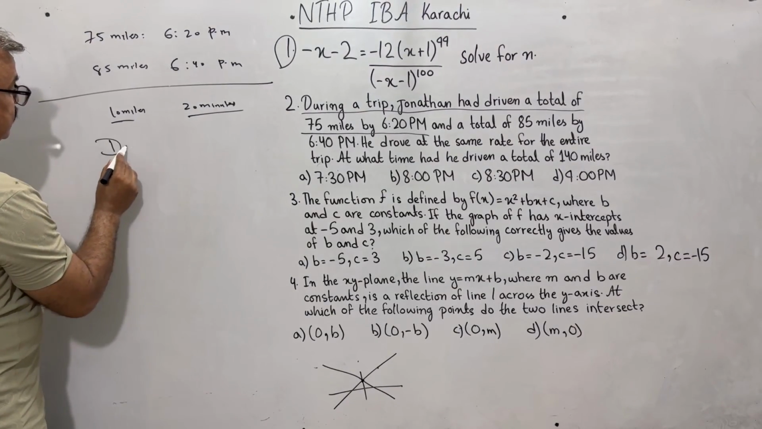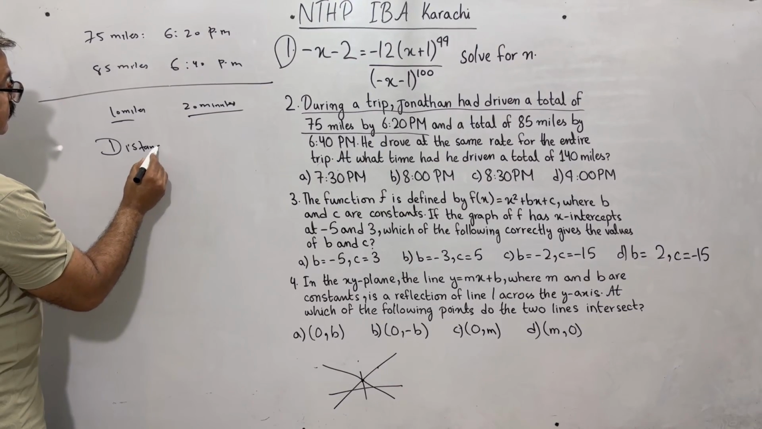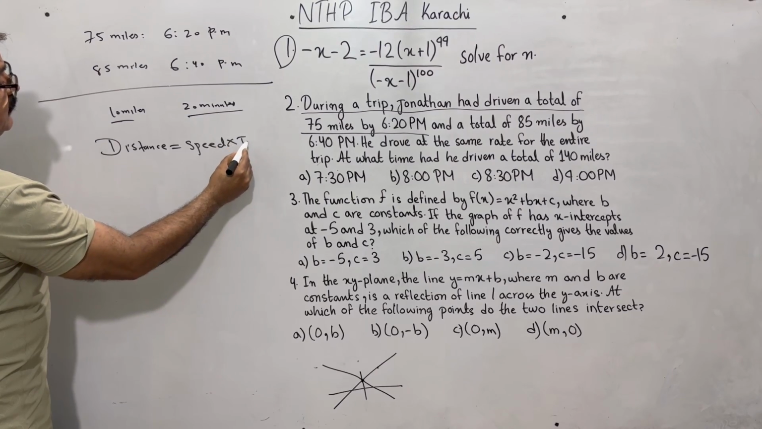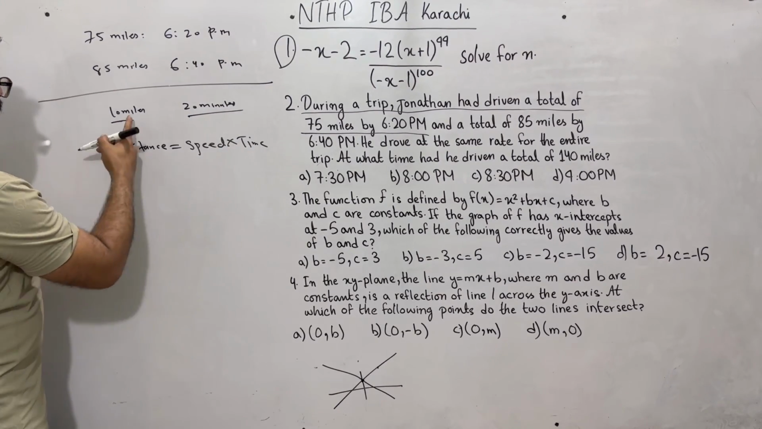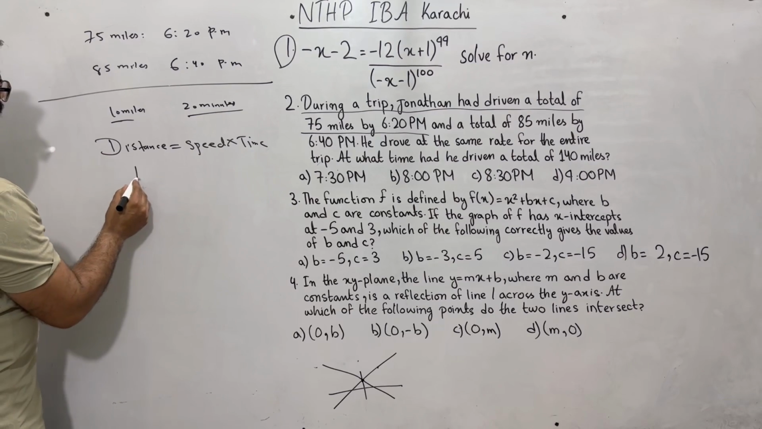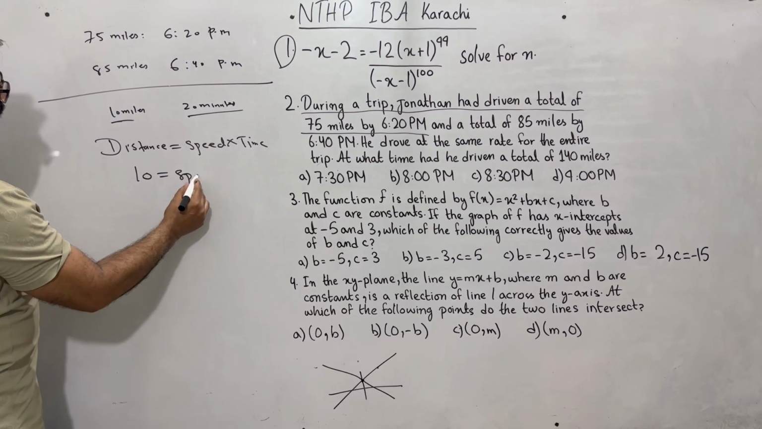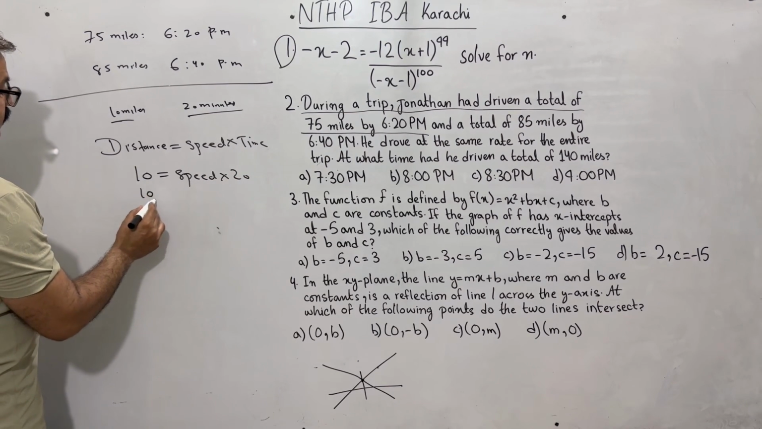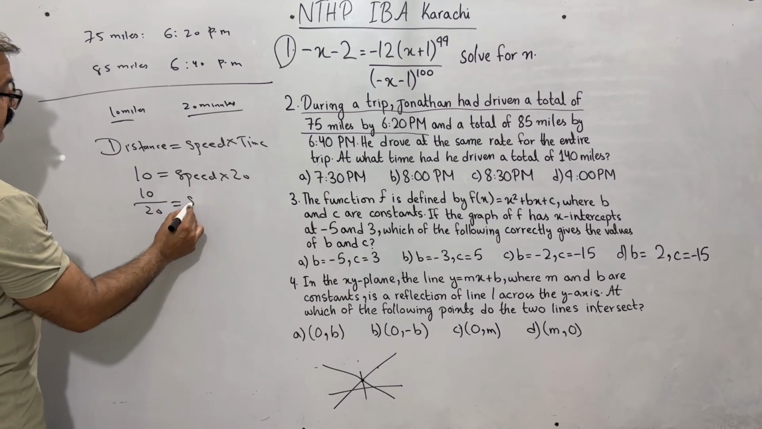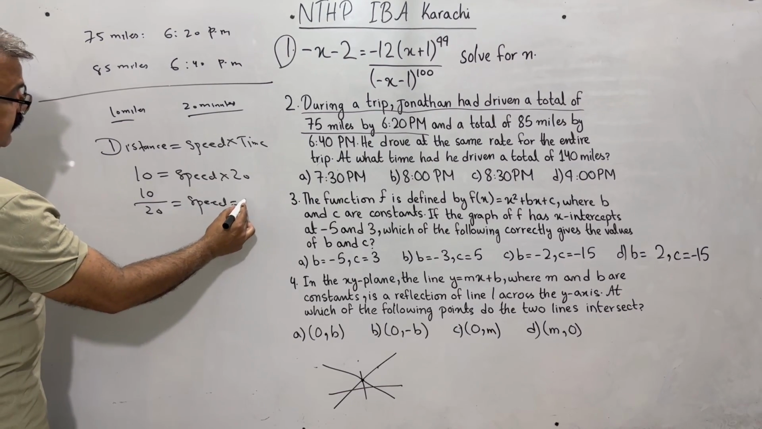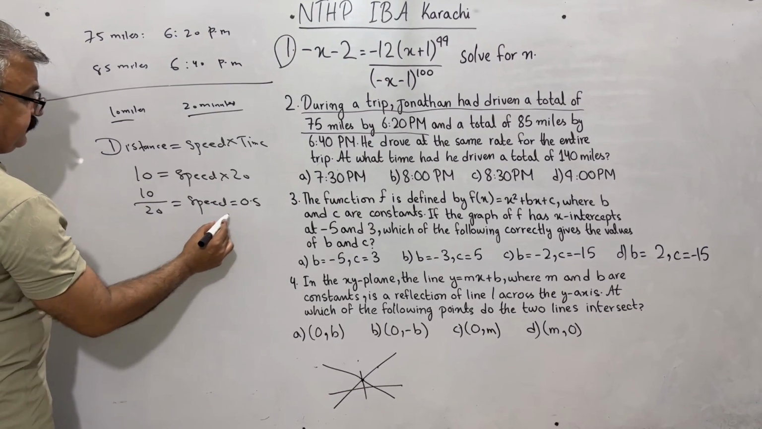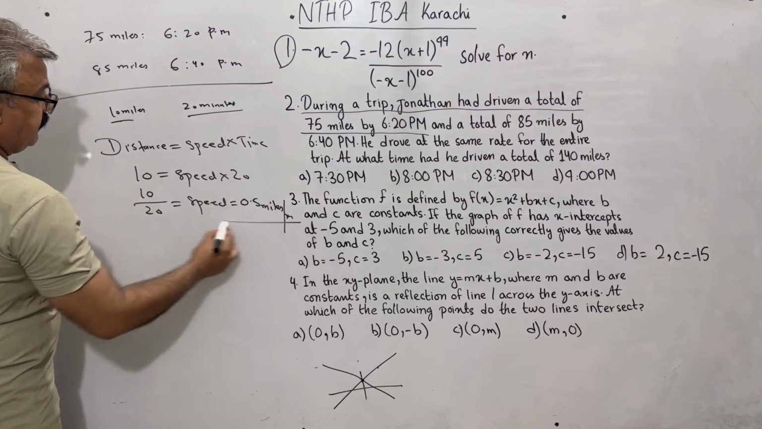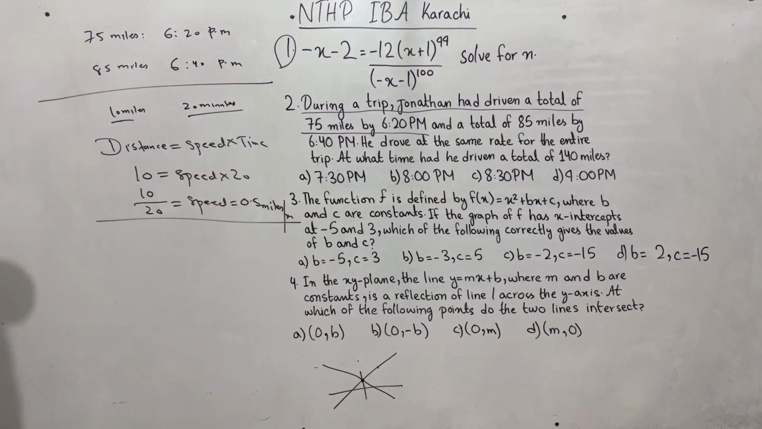The formula is given by distance is equal to speed times time. Distance is 10 in that case. Speed we are interested in. Time is 20. Shifting 20 from multiplication to division, we have our speed as 0.5 miles per minute. Okay.